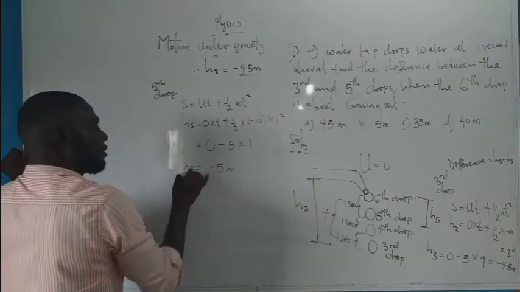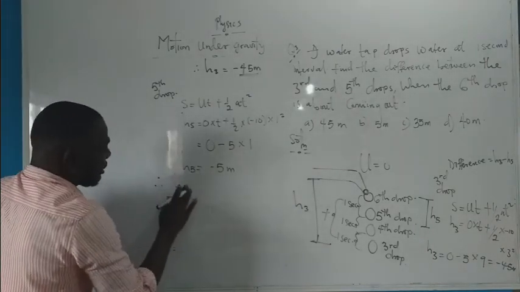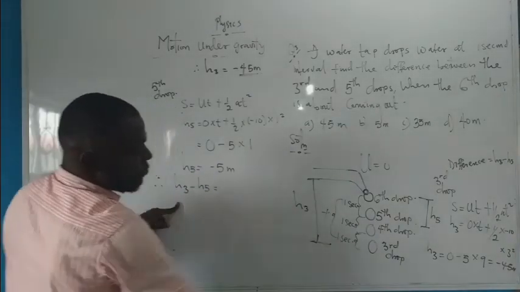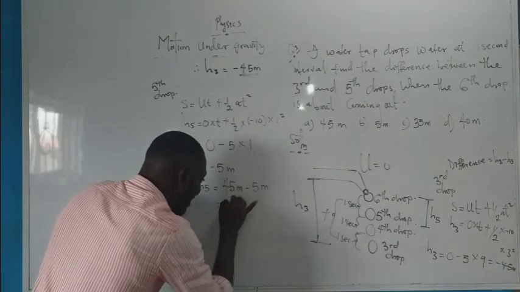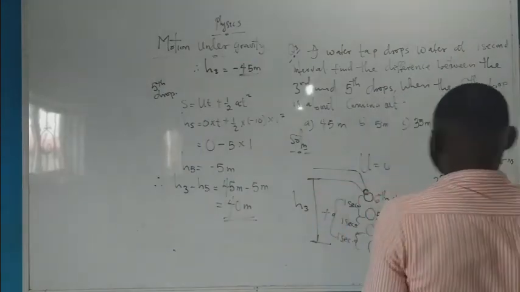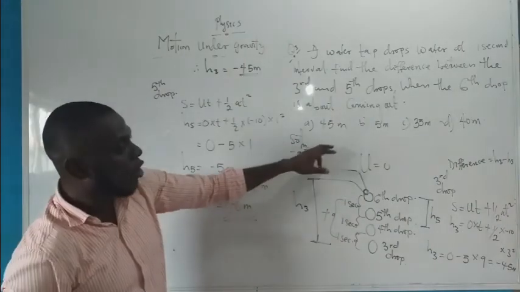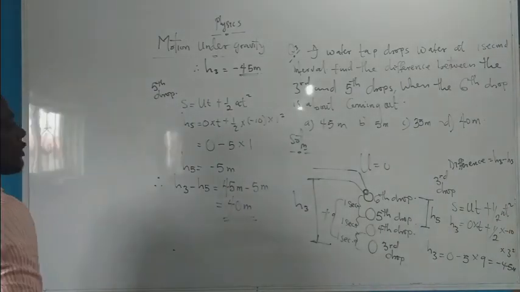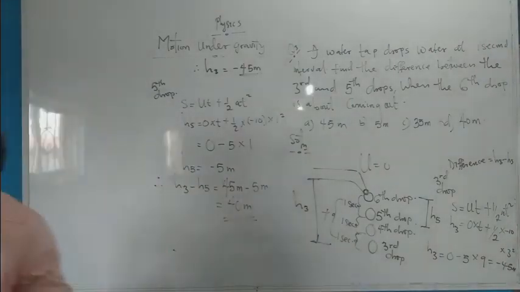That's H5. Therefore, the difference will be H3 minus H5. H3 is 45 meter minus 5 meter. And that gives 40 meter. Option D. The minus indicates the direction of the water. It is to indicate the direction, that it is coming downward. The direction of the water.